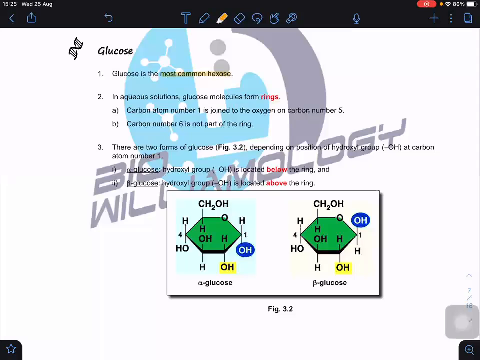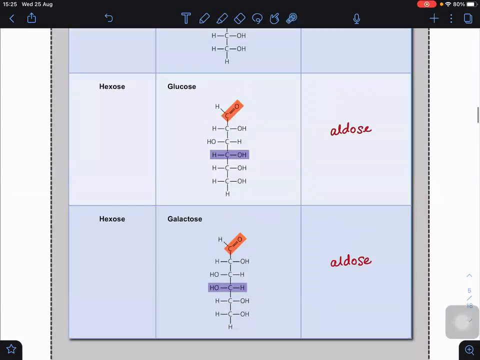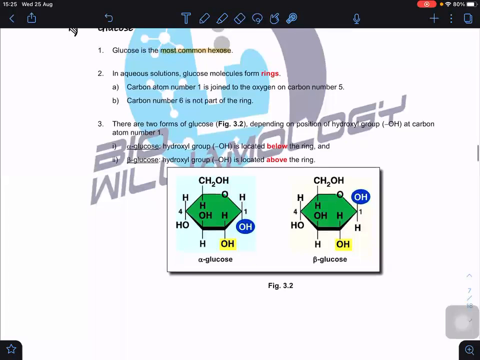And just now I showed you the ring and the linear shape, right? In solids, glucose forms the linear form. But when we dissolve it in aqueous solution, it tends to form a ring. So how does it form the ring? It forms the ring by joining carbon atom number 1 to the oxygen atom on carbon number 5. Because we know that it is a hexose, it has 6 carbons. Carbon number 6 is not part of the ring, so it projects out.